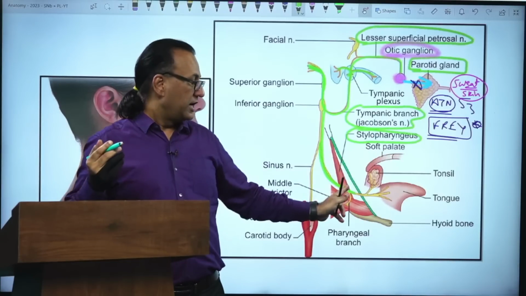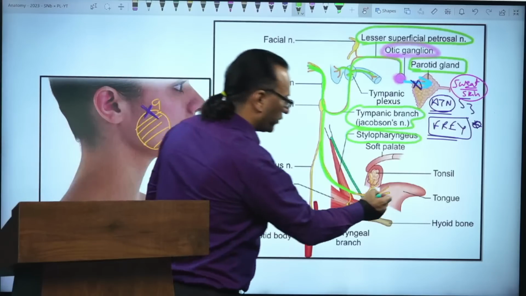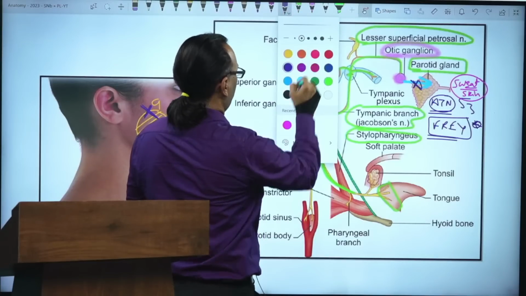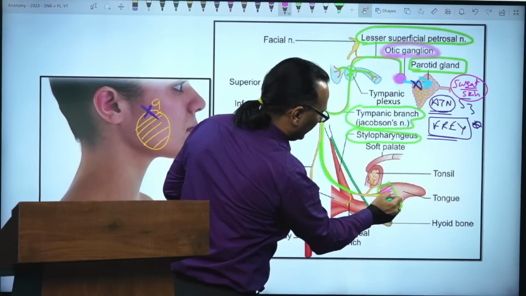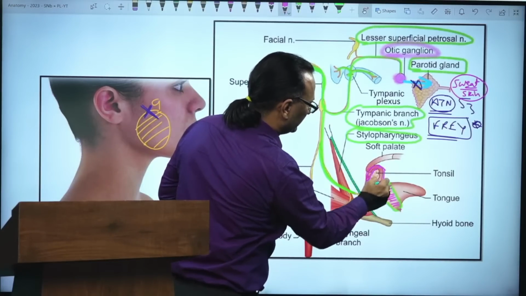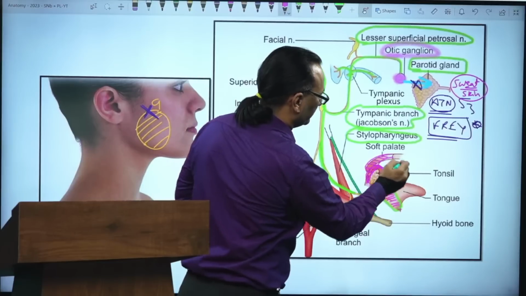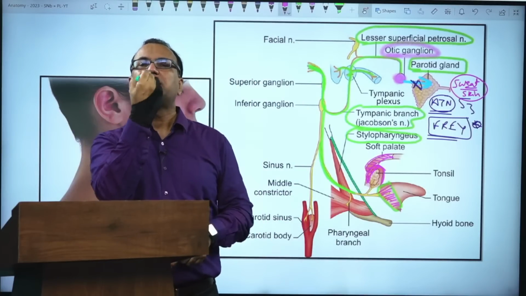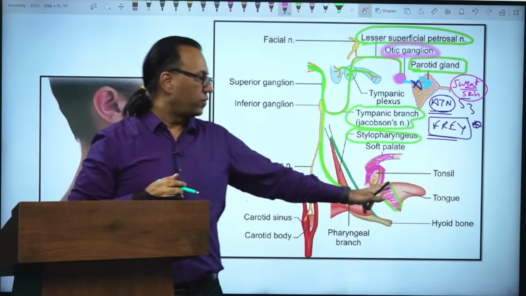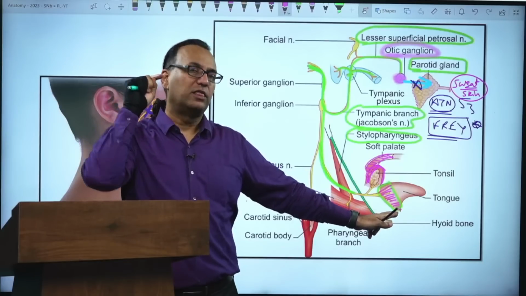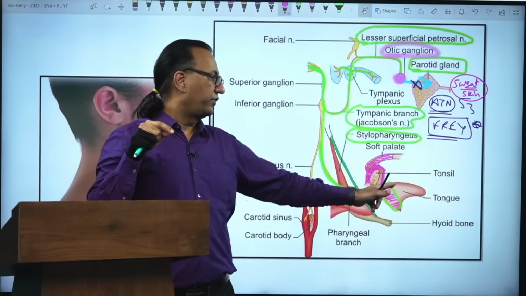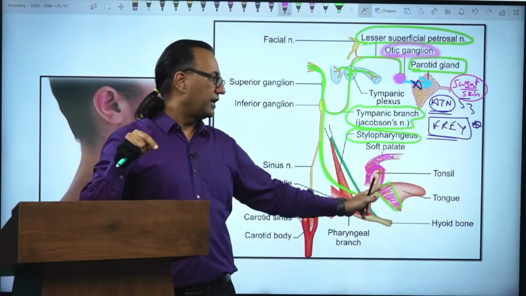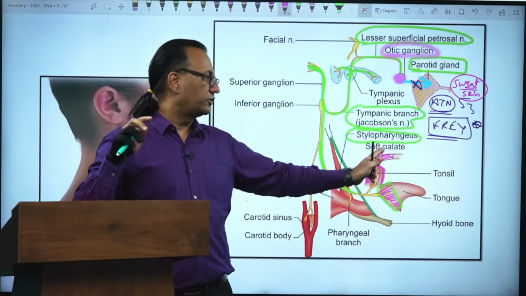What else is it supplying? It is supplying, as we discussed, posterior 1/3 of tongue, and then it is supplying tonsillar area. It is supplying the soft palate also. Oropharyngeal isthmus, where you were doing the gag reflex, the palatal reflex, ninth nerve. So ninth nerve supplies posterior 1/3 of tongue because that develops in third arch, hence the nerve is glossopharyngeal nerve of third arch. It is also supplying the region of the tonsil and the region of the soft palate.